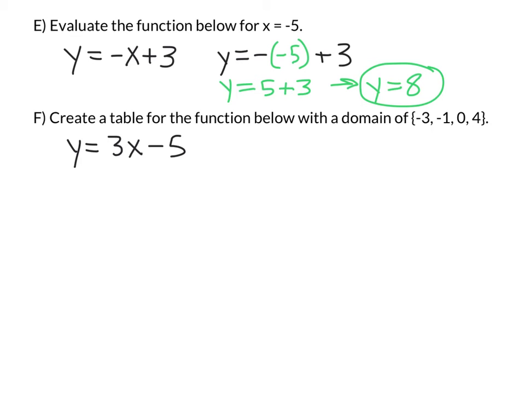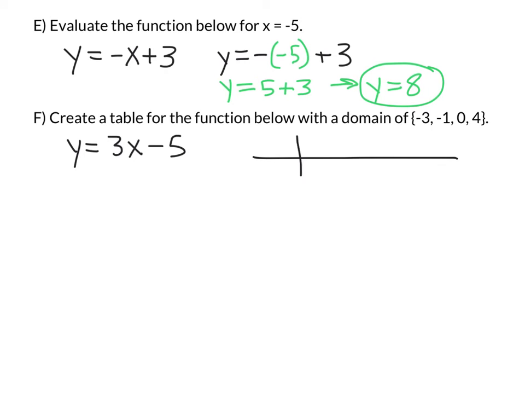Now, sometimes we want to generate a lot of different outputs from a function. In example F here, it says create a table for the function below. So we're going to start from an equation and go to a table with the domain of negative 3, negative 1, 0, and 4. So remember, the domain represents our input. So we have 4 input values, and we're going to get 4 output values. So let's create a table.